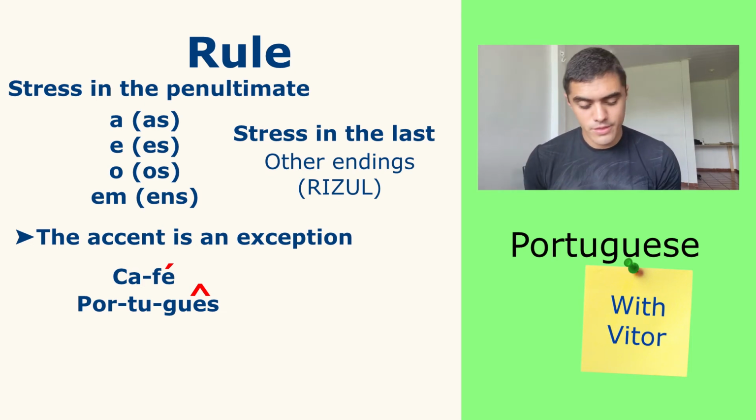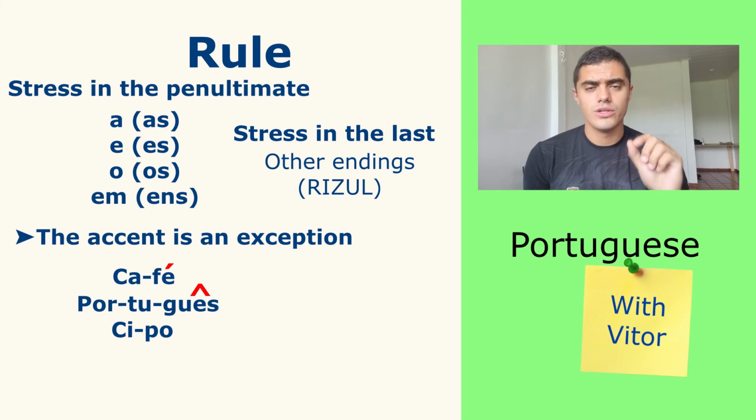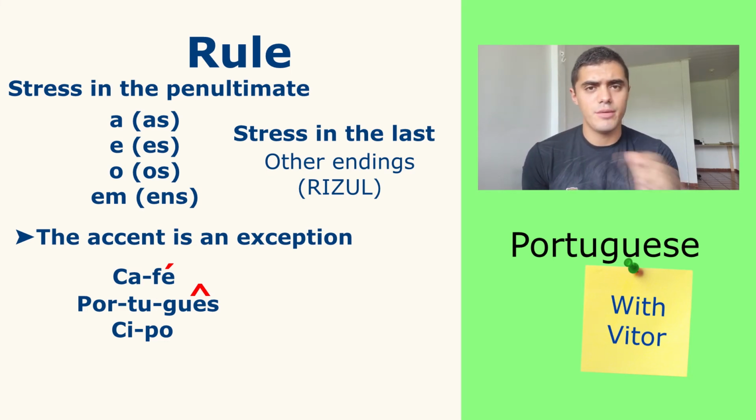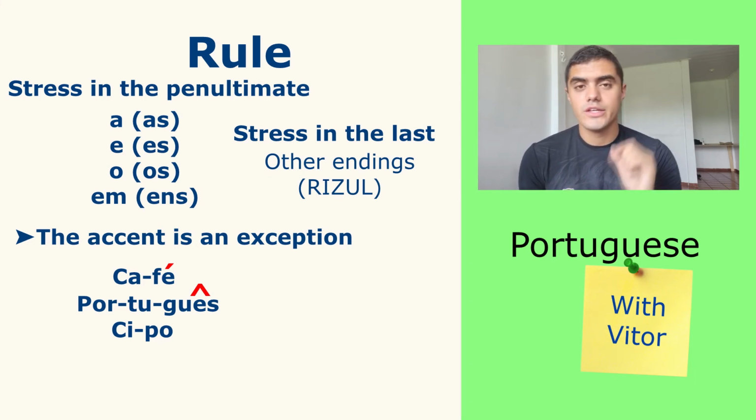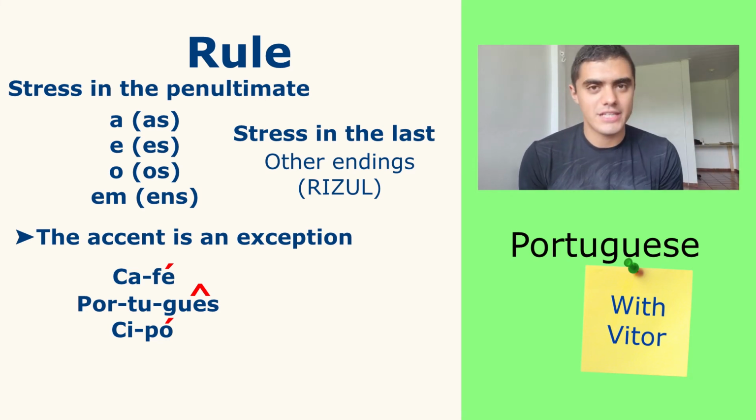Can you see? Another example would be the word for vine in English. Read it. It ends with O, so the stress must be in the penultimate. Sipo, sipo. But this word is an exception again. The stress is in the last syllable. Cipó, cipó. As it is an exception to the rule I gave you, we must use the accent in the stressed syllable. Okay?